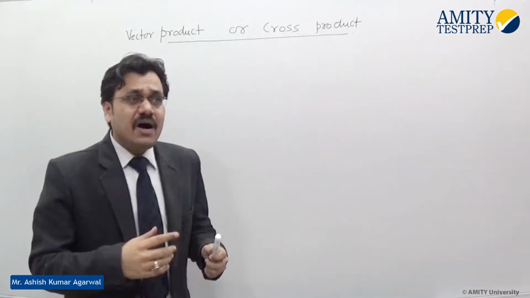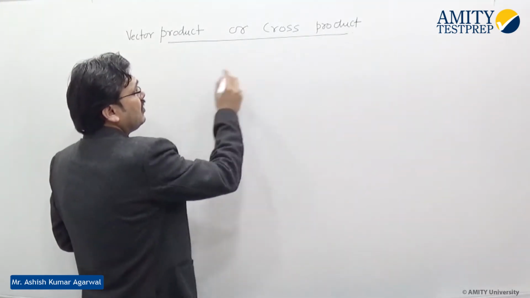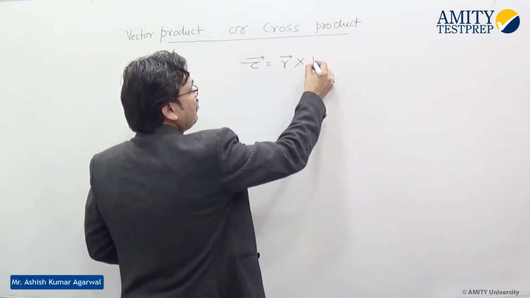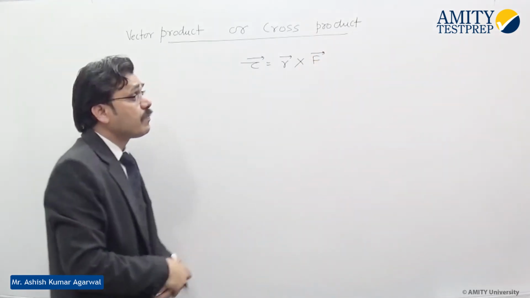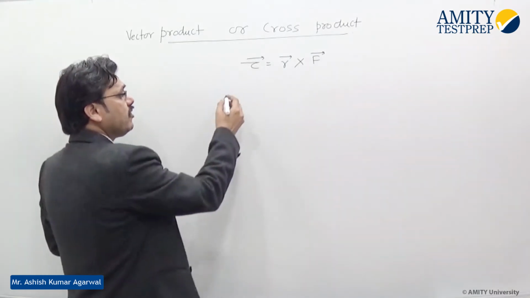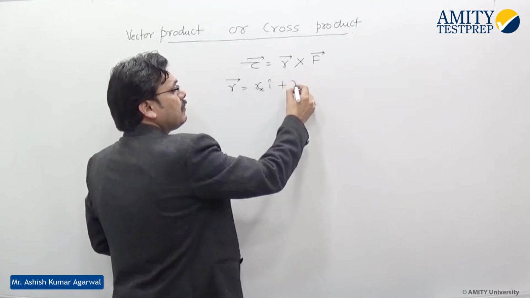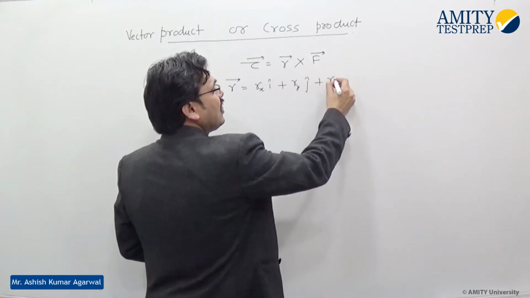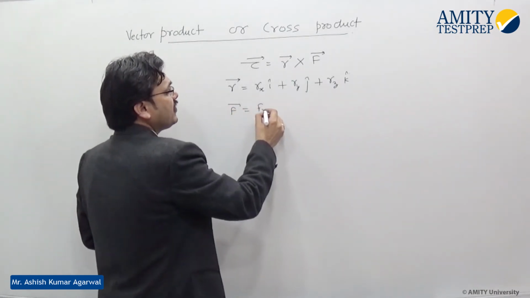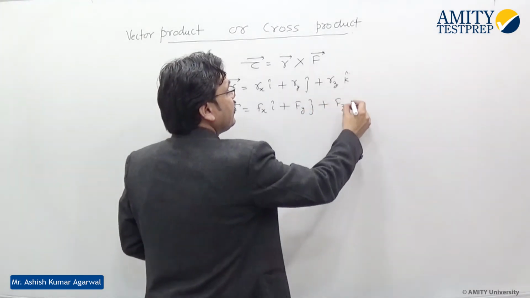In many of the quantities, we can get the cross product of two quantities. I am just writing down a simple formula: torque is equal to R cross F. Here R is the position vector, F is the force. If I write it in the form of components, the R vector will be equal to Rx i cap plus Ry j cap plus Rz k cap, and force is in the form of Fx i cap plus Fy j cap plus Fz k cap.